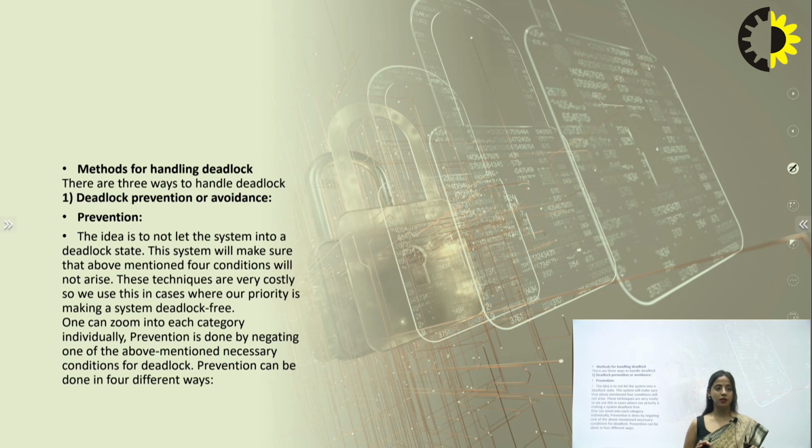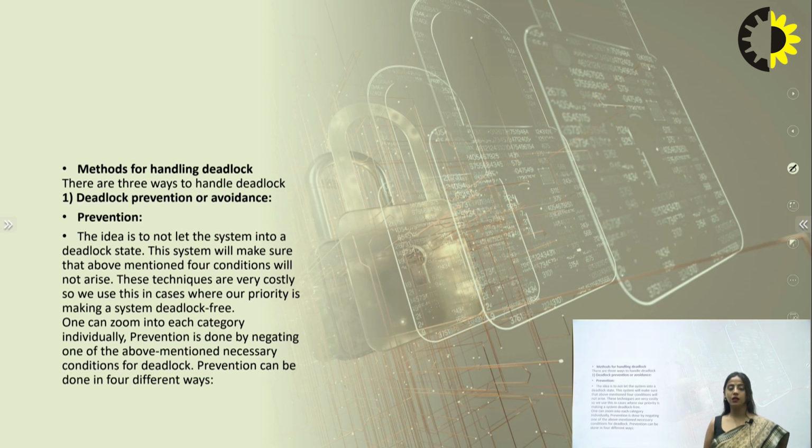Methods for handling deadlock. There are 3 ways to handle deadlock. The first one is deadlock prevention or avoidance. Prevention: the idea is to not let the system enter the deadlock state. You should prevent the deadlock from happening. This system will make sure that the above mentioned 4 conditions will not arise. These techniques are very costly, so we use them where our priority is making a system deadlock free. One can zoom into each category individually. Prevention is done by negating one of the above mentioned necessary conditions for deadlock.